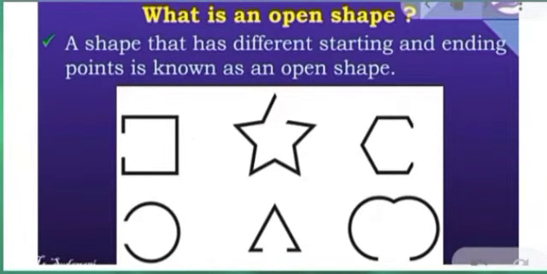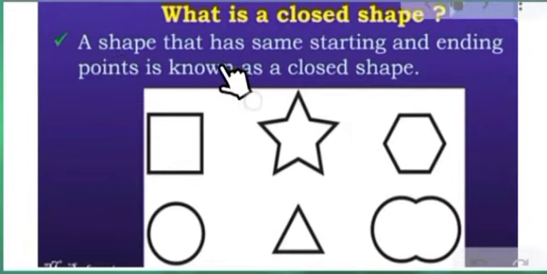A shape that has different starting and ending points is known as an open shape. Here the figure is started from here and we have drawn some straight lines, and we made a figure. But this ending point is different. It does not end at the starting point. If it is not ended like that, we can say that it is an open figure. Here these are all examples of open figures, open shapes.